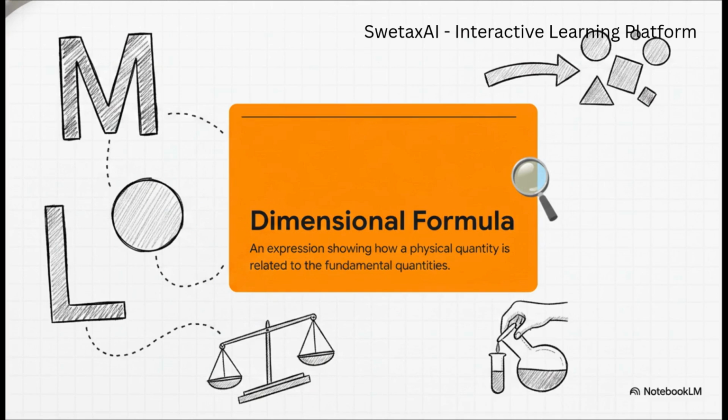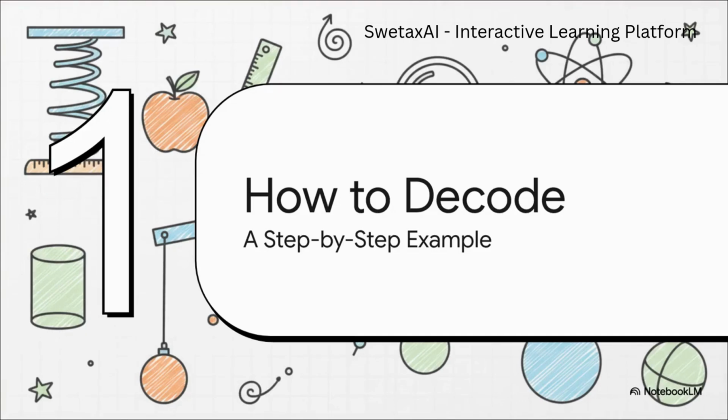It's nothing fancy. It's just the ingredient list. It tells us exactly how many parts mass, how many parts length, and how many parts time you need to build that quantity. So how do we actually find that recipe? How do we decode a quantity? Let's get our hands dirty and break one down, step by step.